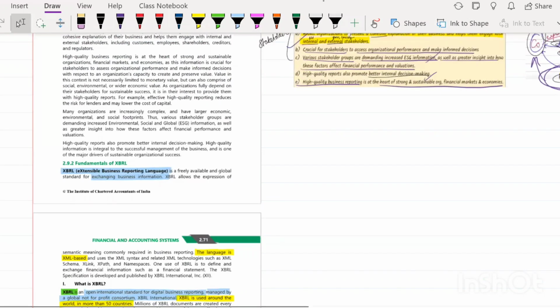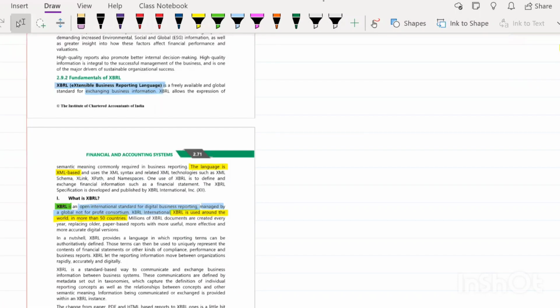Okay, yes. So now we are going to move on to the next topic, which is XBRL.